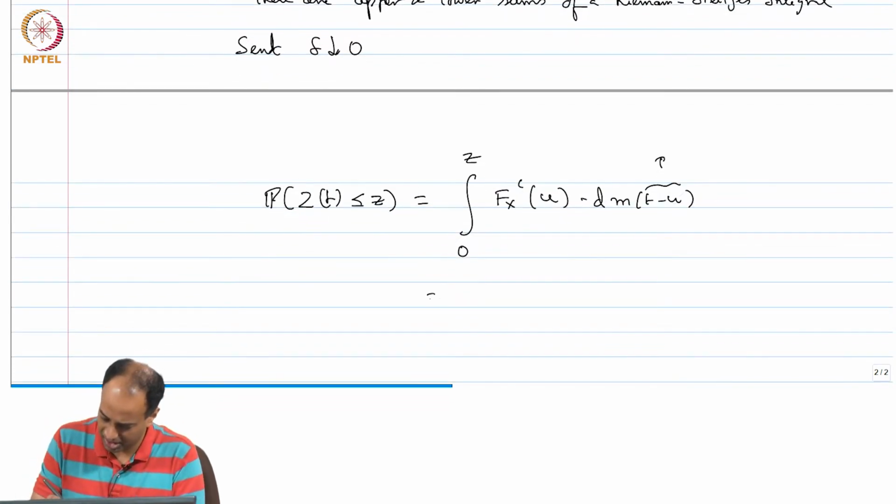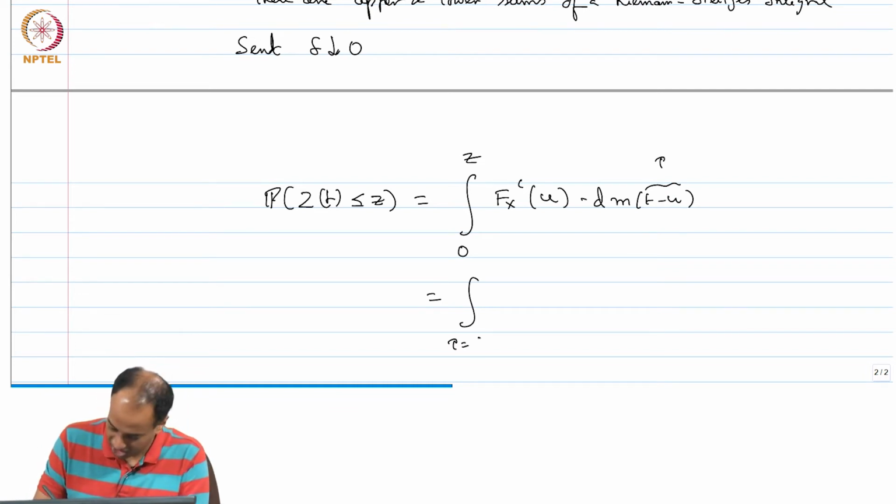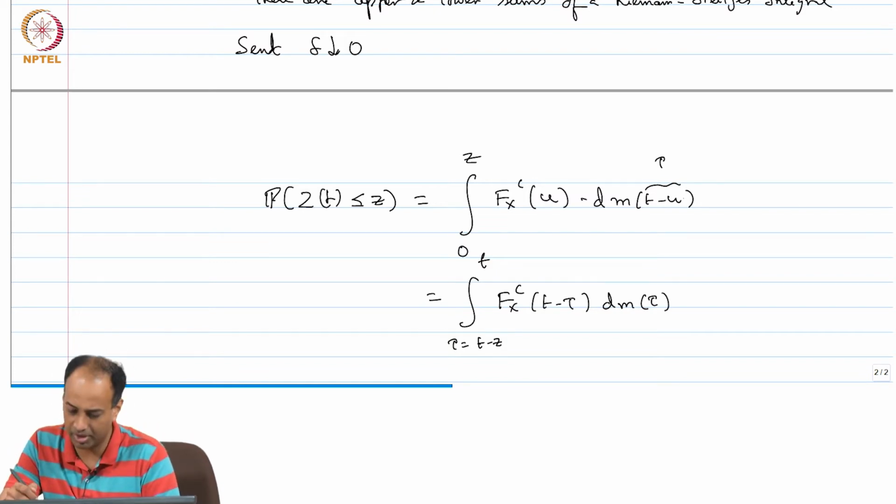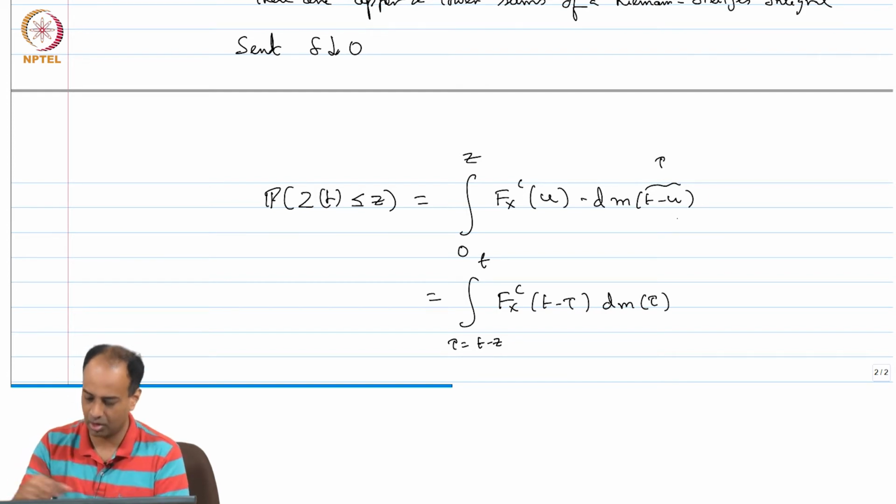And if you just change this variable, this becomes the integral from tau equals t minus z to t of F_X complement of (t minus tau) dm(tau), is that correct? I have just put t minus u equal to tau, which means t minus tau is u. That is correct, and u goes from 0, so there will be a negative sign which counteracts, yeah.